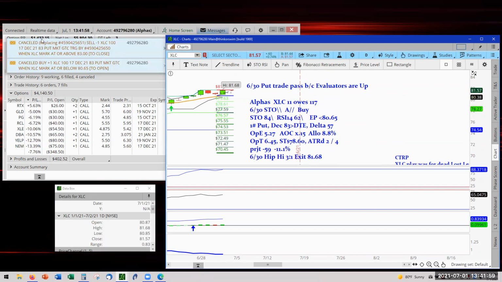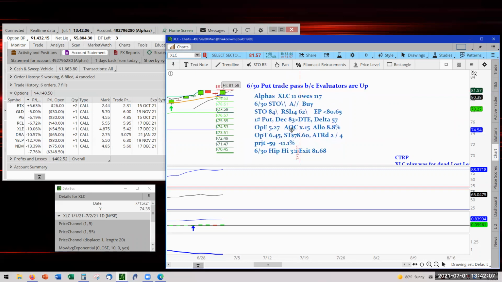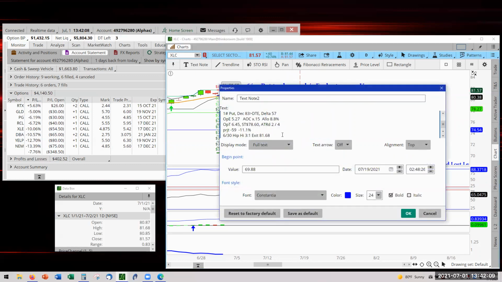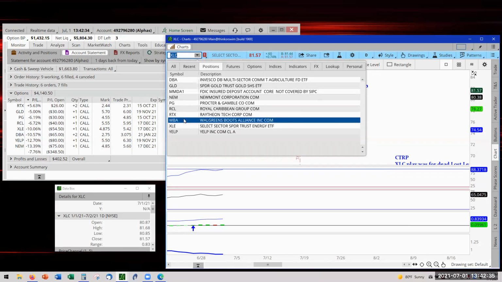And now our trading account has moved up. We were down to about $900. Now we're back at $1,400. And you also got to make sure you keep your notes up to date. So you double click here, come here, and go 7/1: order canceled because of reverse price action. That's it. Done.